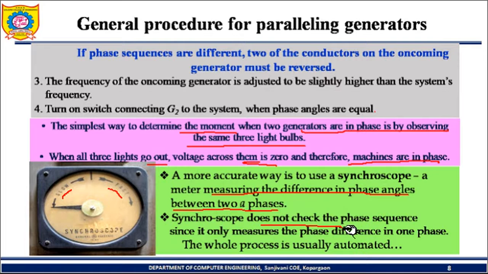The synchronoscope does not check the phase sequence. See, once again I am repeating my statement: it will not check the phase sequence R, Y, B. It will only measure the phase difference of one phase with another. The whole process is automatic. When this pointer comes centrally on this side, it will start fluctuating. This is the best position where you can change the switch.